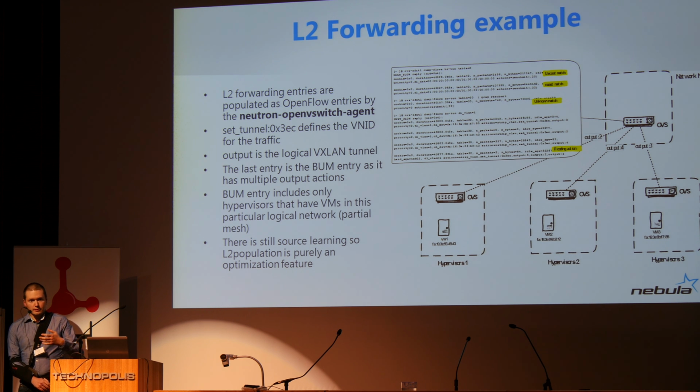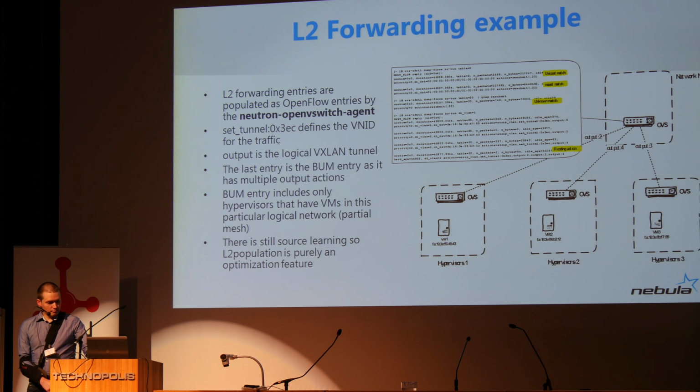But there still is source learning, so you might consider this as an optimization feature, not a new forwarding paradigm. But there is work in OpenStack too. There's actually a feature called ARP Responder, where the ARP requests stay inside the hypervisor, and the hypervisor will respond to ARP requests. And I would assume that this is also possible with IPv6 neighbor discovery.